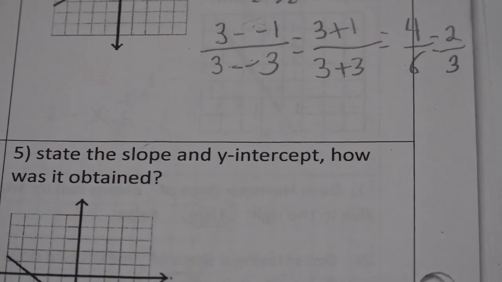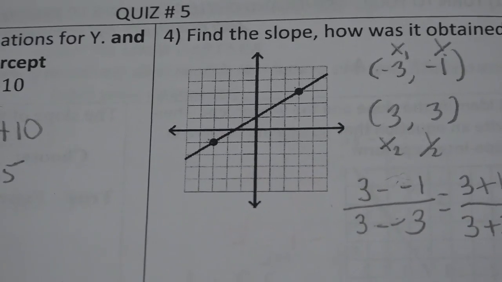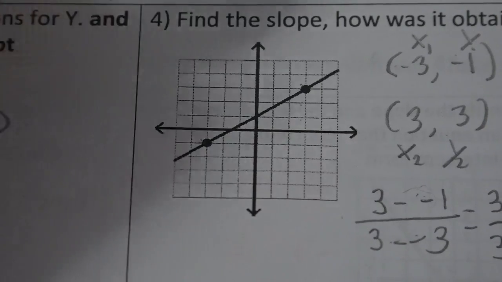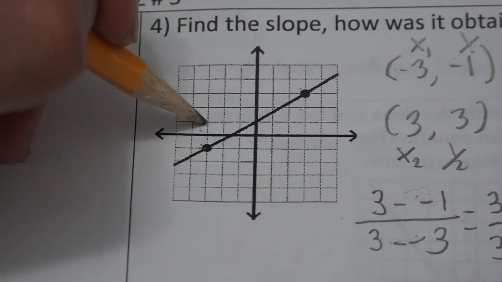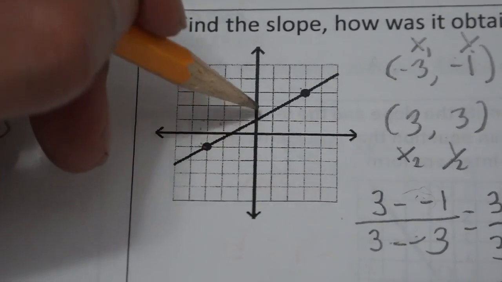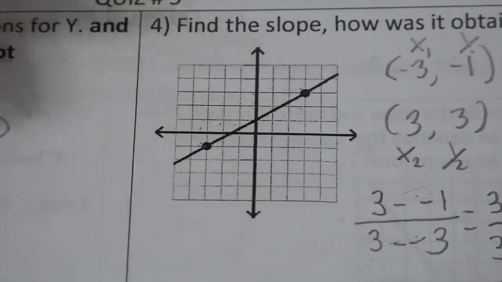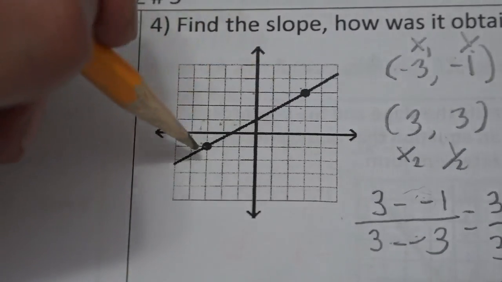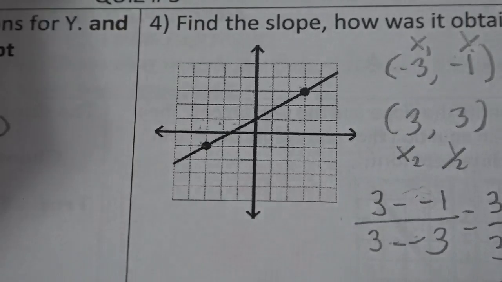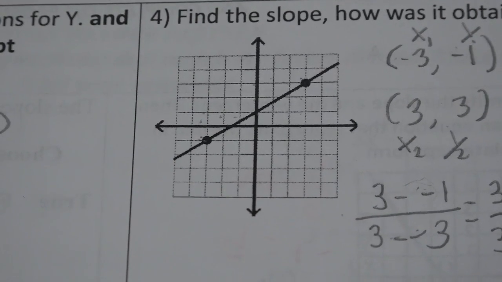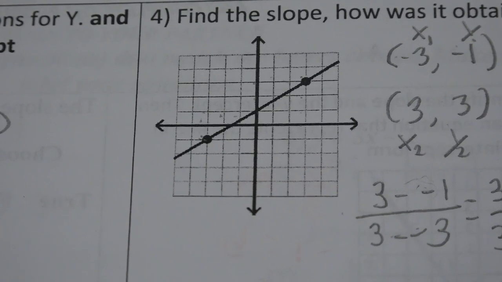2 over 3. Anyways, so that's algebraically, but in reality you could just figure it out by looking at it. Look. 1, 2, 1, 2, 3. 4 over 6 turns into 2 over 3. So that's your slope. So how was it obtained? That's up to you. Okay, it's your prerogative.